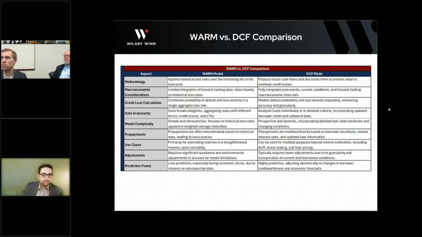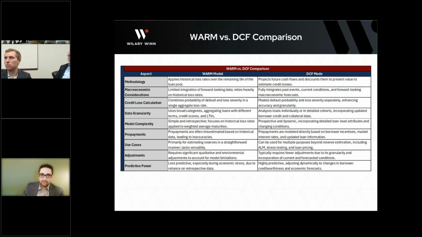Okay, so I know this is a small chart, but I'll try to go through this relatively quickly, breaking down side-by-side differences between WARM and discounted cash flow. First is the methodology. WARM is very simple, historical loss rates over the remaining life of the loan pool, very retrospective, very aggregated. Discounted cash flow model is a lot more precise, projecting cash flows period by period, adjusting for prepayment, default, severity, and then discounting everything back to present value to get those expected losses.